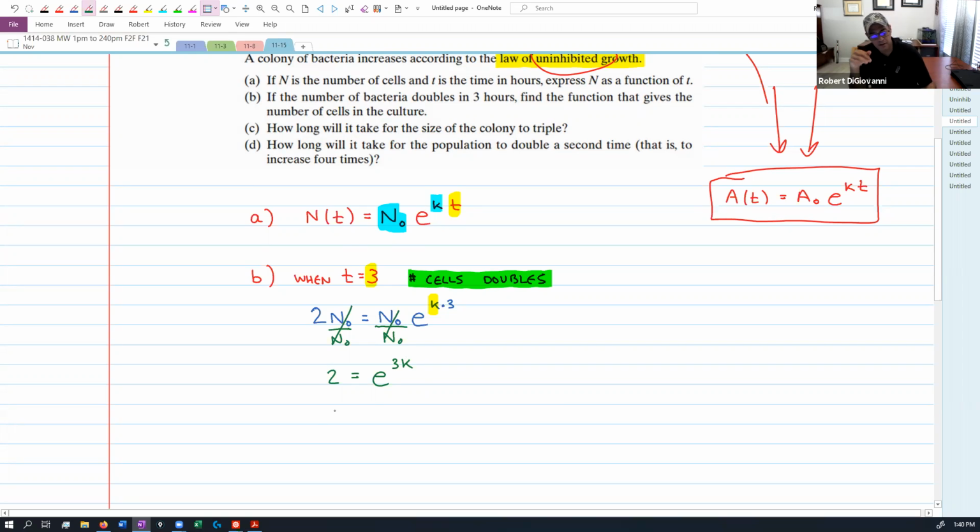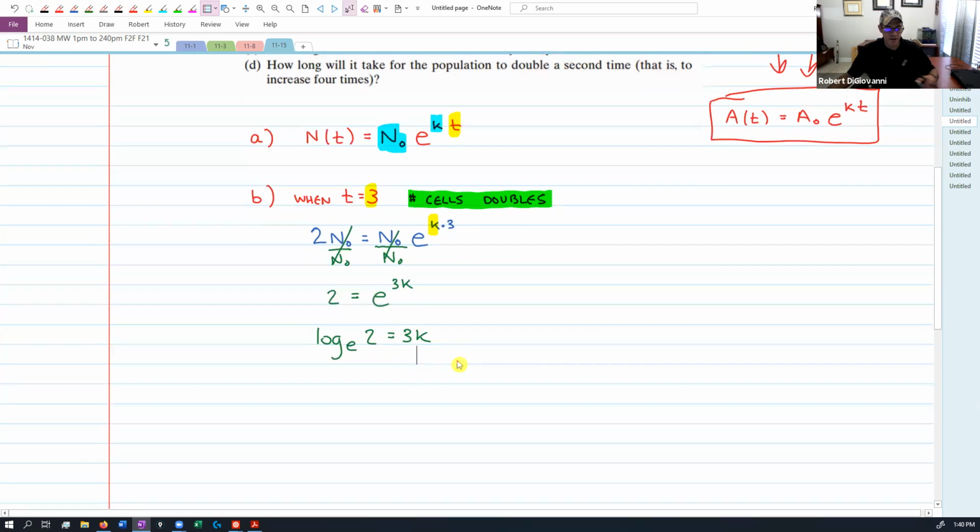And once I have this, I can convert this to a log. Use my little loop idea, right? The left side is natural log of 2, which comes out to, we did this earlier, 0.6931, equals 3k. And then divide by 3. You get approximately 0.23104, let's say, equals k.